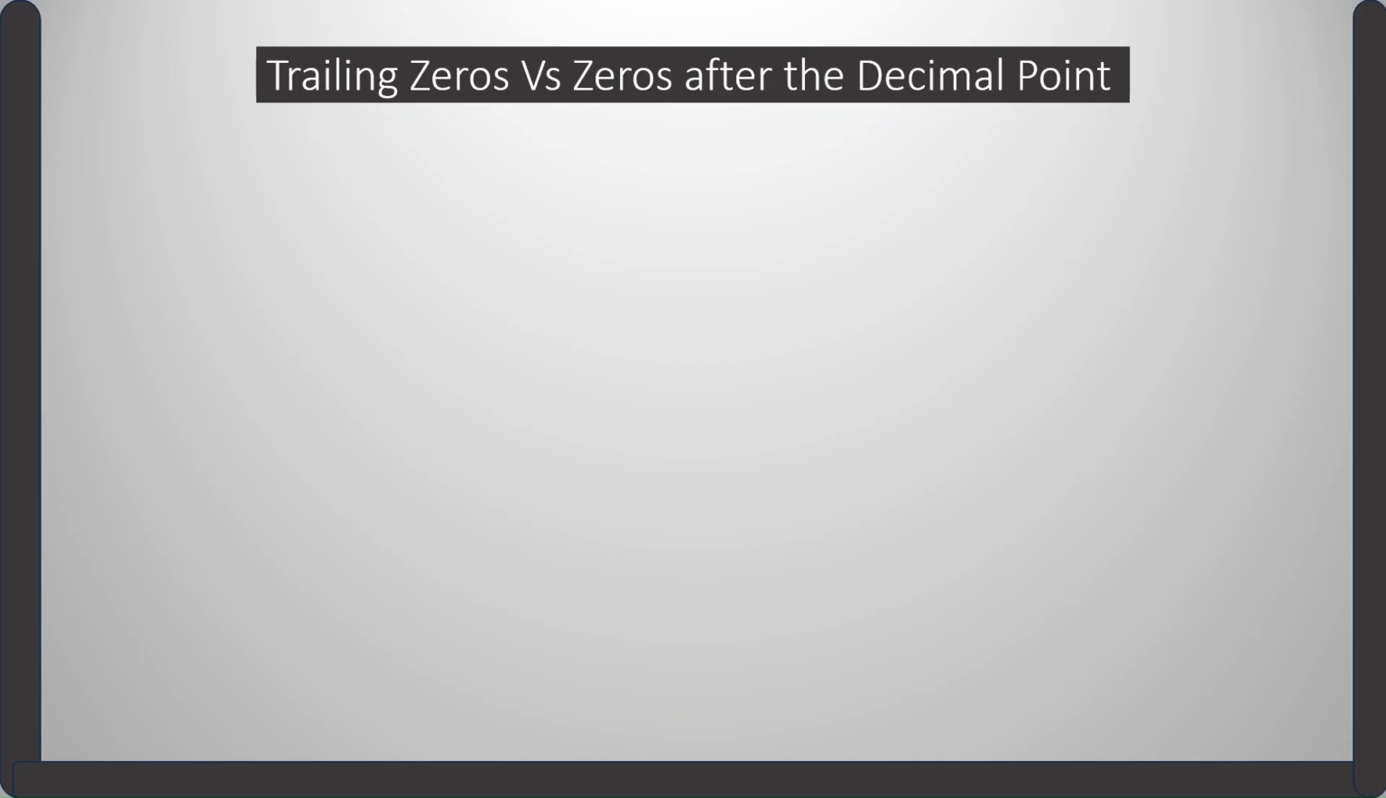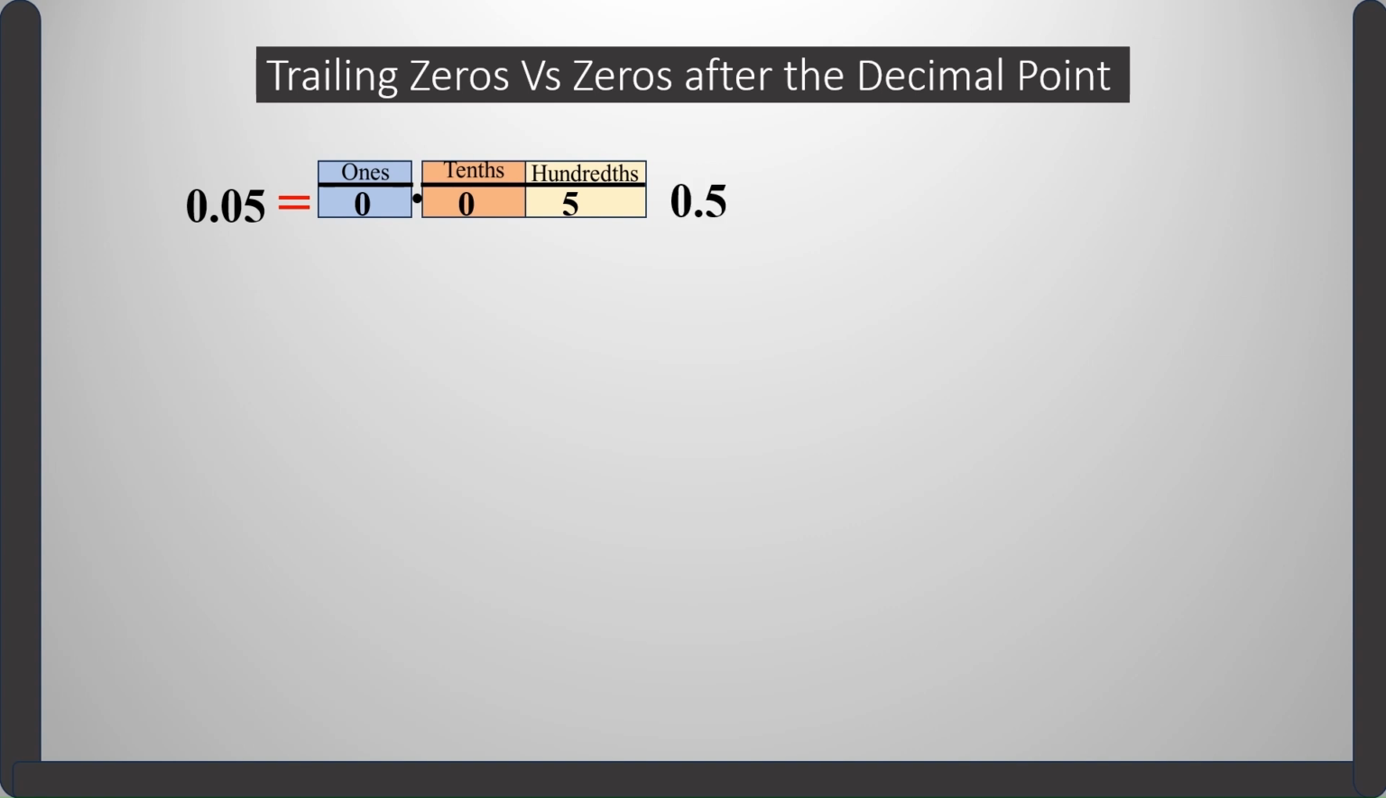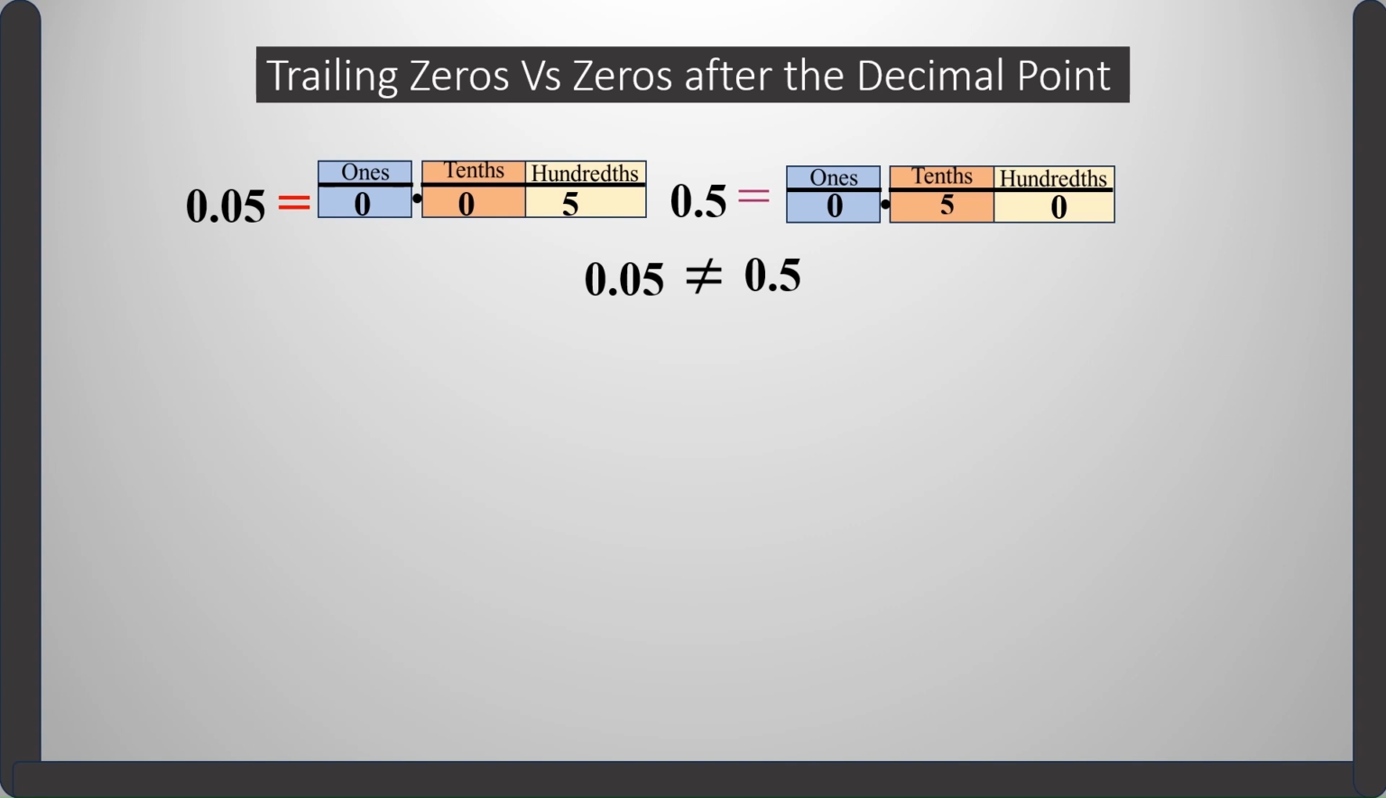Let's clear up a common confusion: the difference between trailing zeros after a decimal and zeros immediately after the decimal point. First, let us take a look at zeros immediately after the decimal point. In 0.05, the zero right after the decimal is important. It affects the place value. Here 5 is in the hundredths place and not the tenths place. So 0.05 is not equal to 0.5.